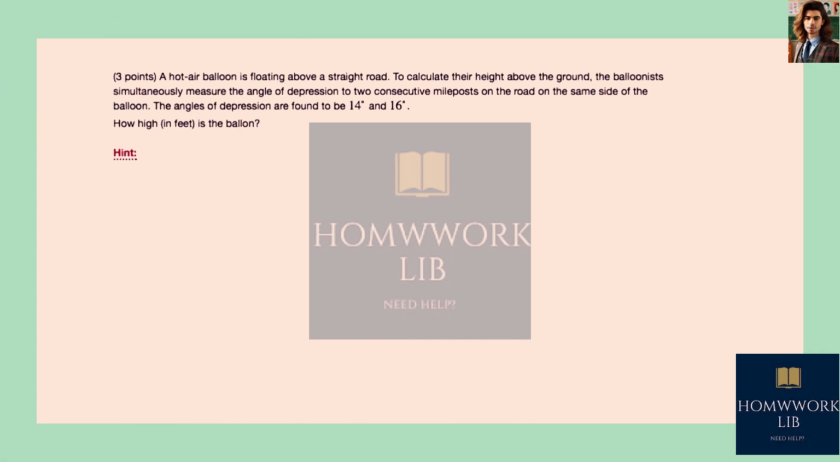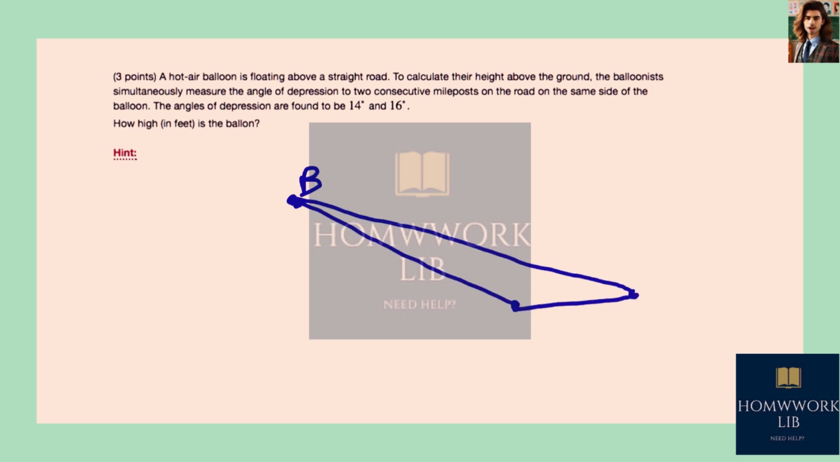A hot air balloon is floating above a straight road. To calculate their height above the ground, the balloonists simultaneously measure the angle of depression to two consecutive mileposts. So there is 1 mile between the two mileposts. The angles of depression are found to be 14 and 16 degrees.